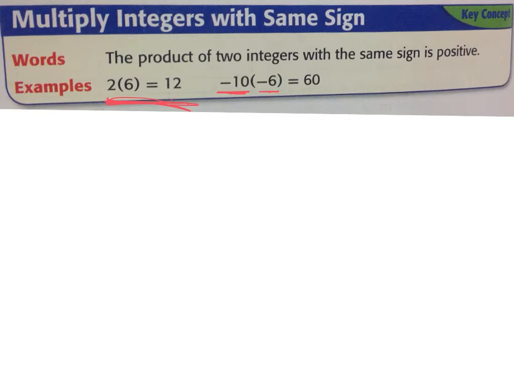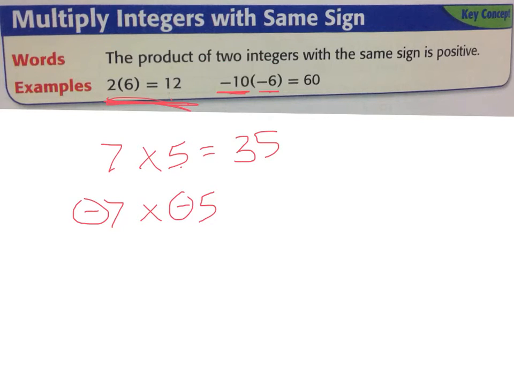This is no different. 7 times 5, you know that to be 35. This is a positive and a positive, so it's going to be positive. I could have a negative 7 times a negative 5. I have a negative and a negative, the same sign, and two integers with the same sign is going to be positive. So I would get 35.